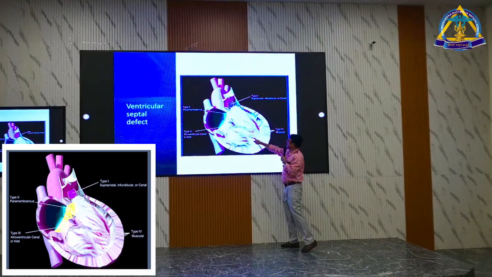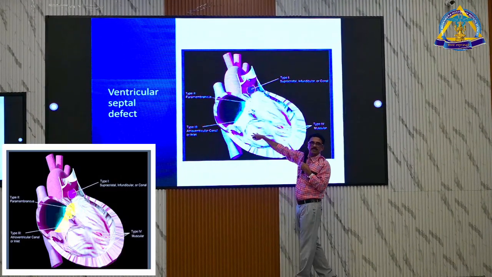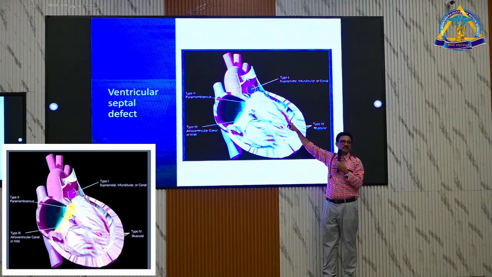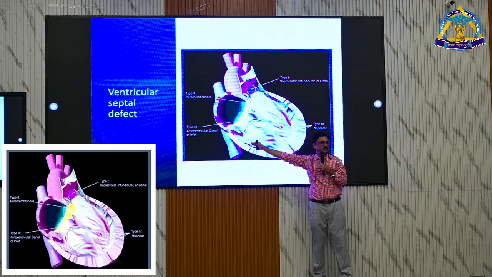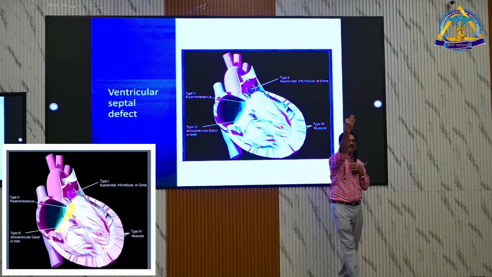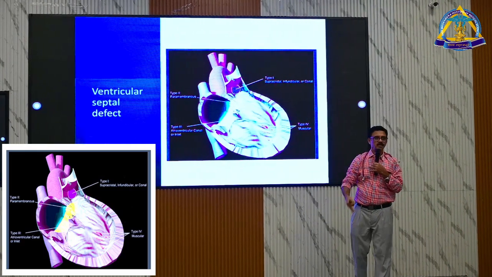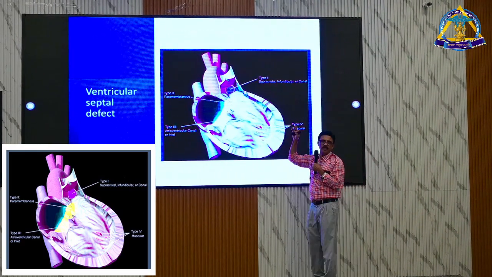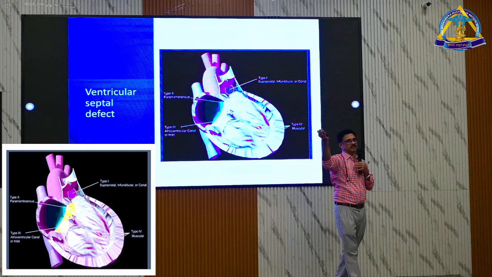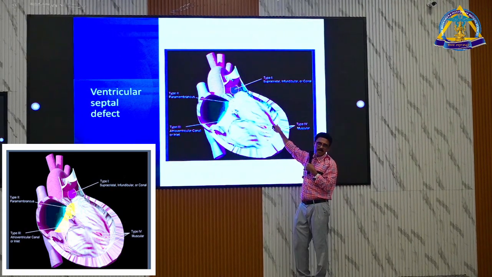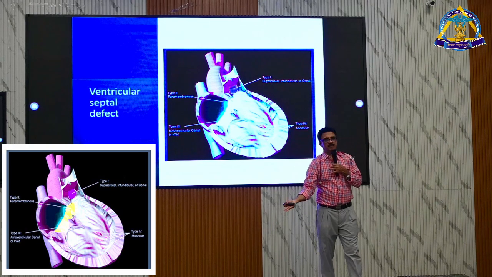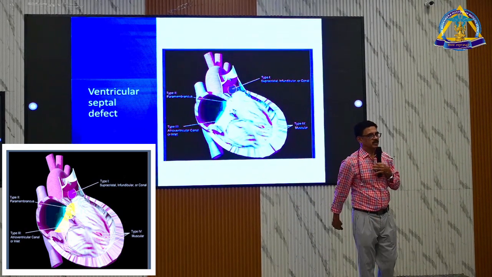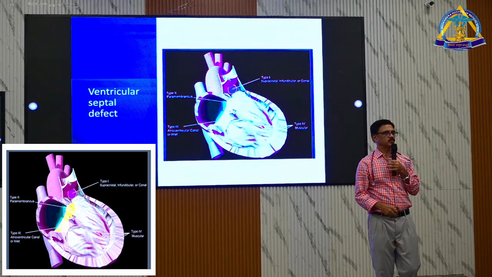This part of the ventricular septum is the muscular septum. If it goes anteriorly, towards the right ventricle, you get an anterior muscular VSD. If it goes posteriorly, it is a posterior muscular VSD. So muscular VSD can be apical, anterior or posterior, and then there are inlet VSD, outlet VSD and perimembranous VSD. The perimembranous is the most common.